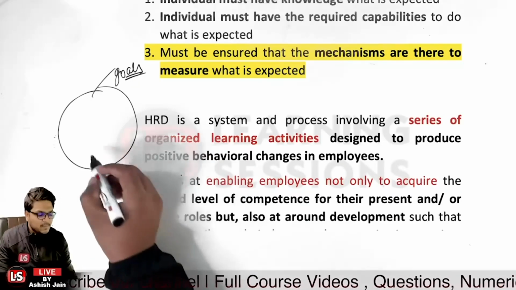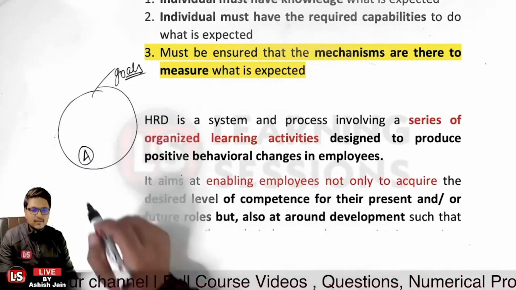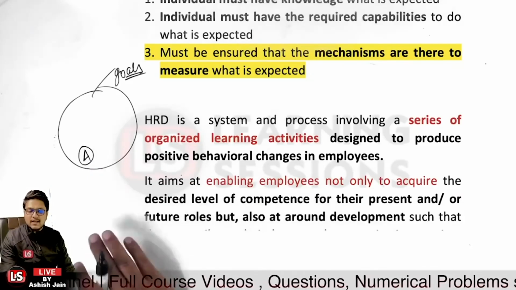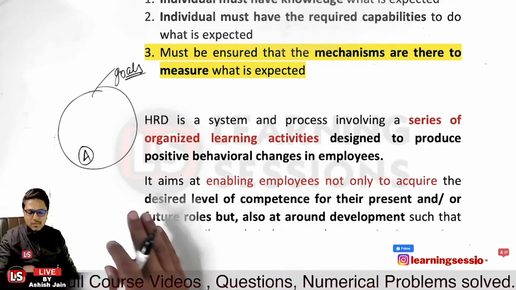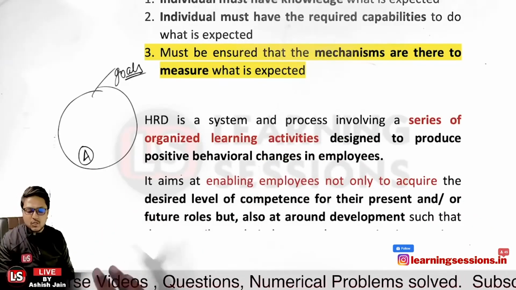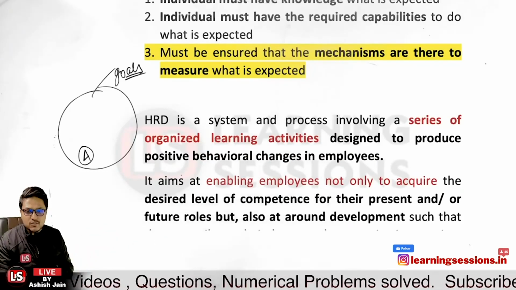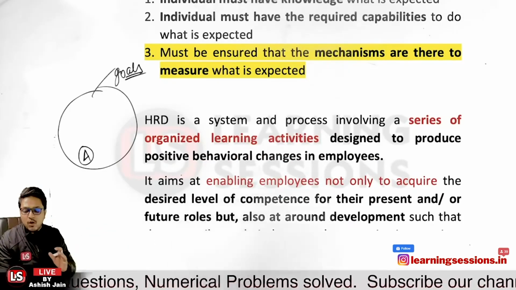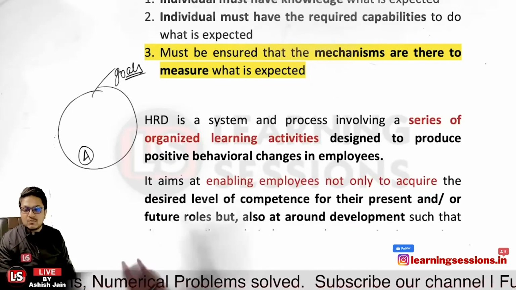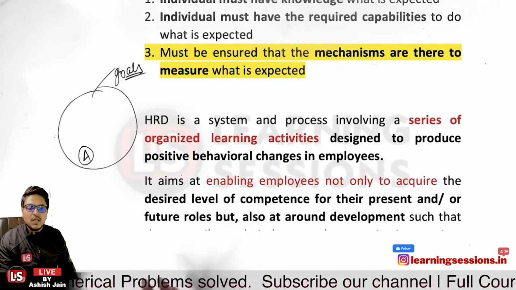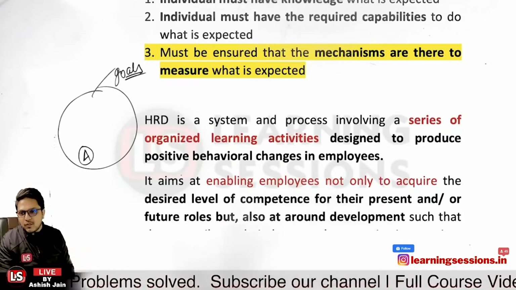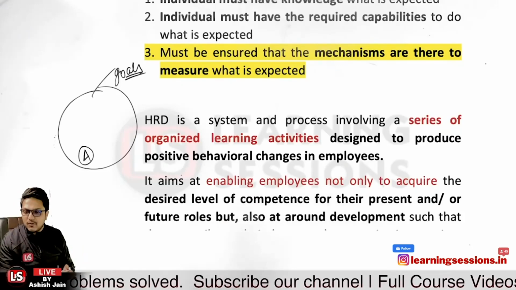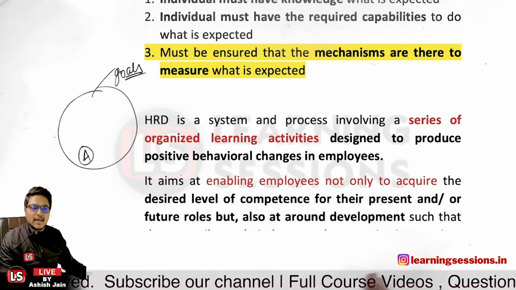Let us take the case that person A is in the clerical cadre right now. He must have a thought, a process, a positive feeling that he wants to become an officer, so that he works hard. And that particular environment shall be created by the HRD itself.